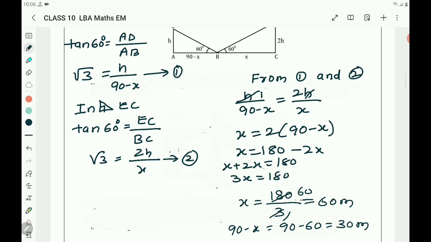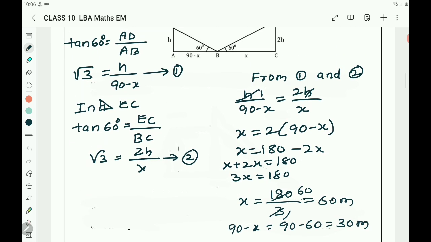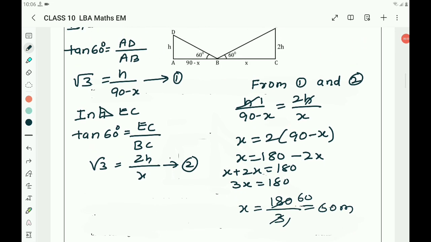Now here we have to find out h. Take the first relation. If you got h, then you will get 2h, or you take this also. Next we have to find out h. You take any one of the relations, this one or this one. Let us take the second one because 2h by x is there.